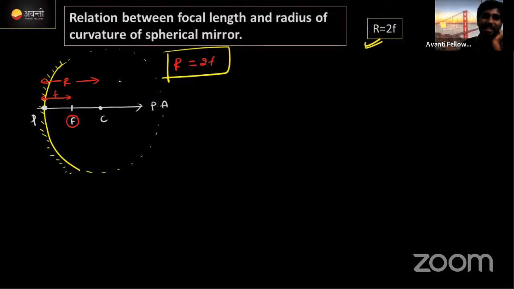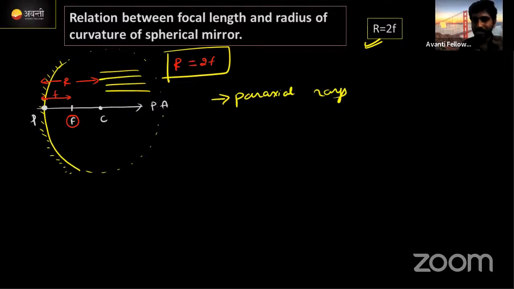Simply, sir, understand. Actually, we need to consider two things here. First one is paraxial rays. What are paraxial rays? Actually, light rays which are incident parallel like this. To create the image, we consider only paraxial rays for image construction. Paraxial rays are those that are very close to the principal axis.